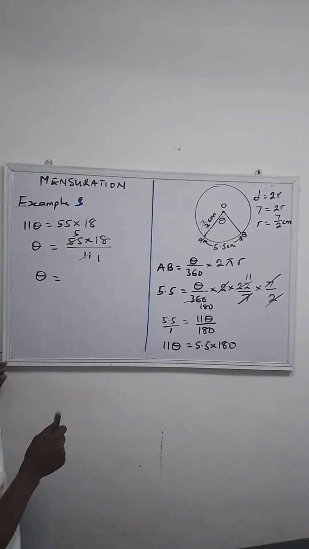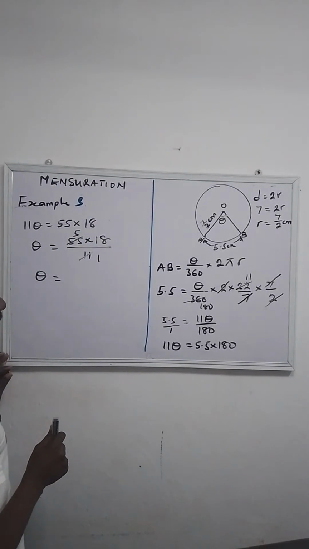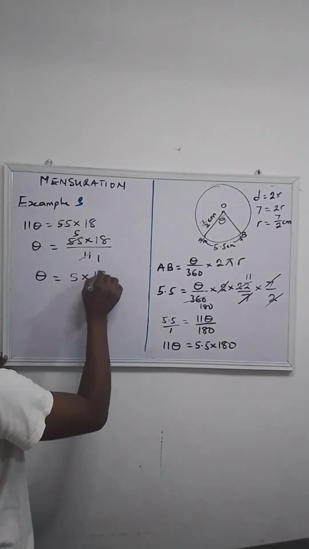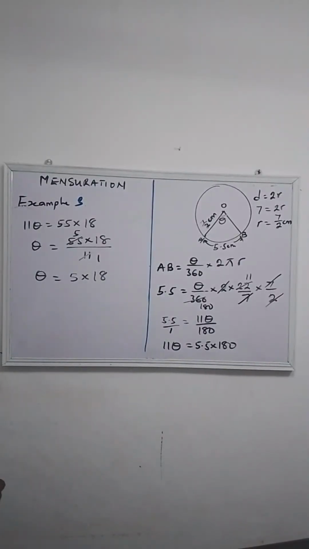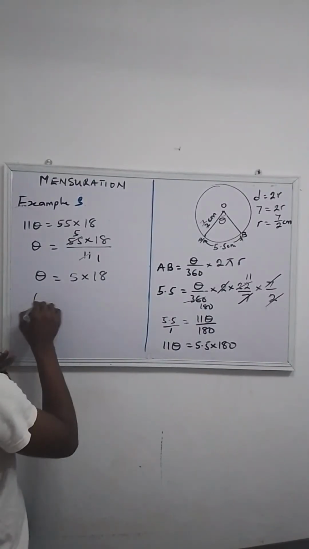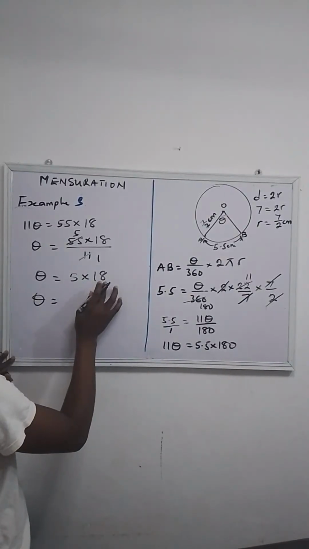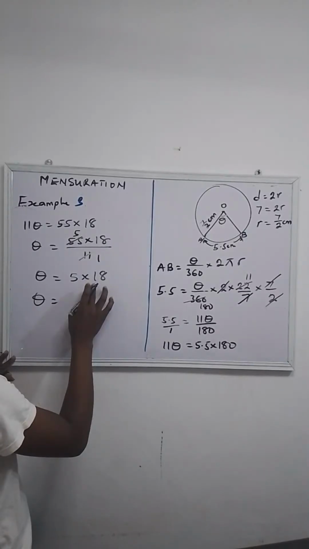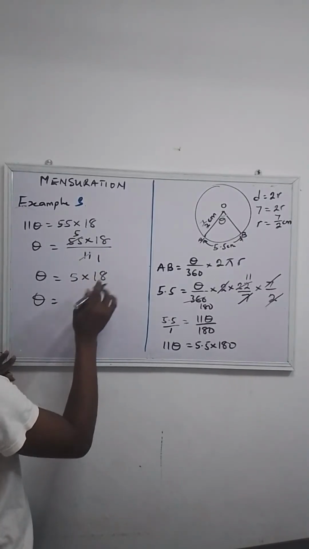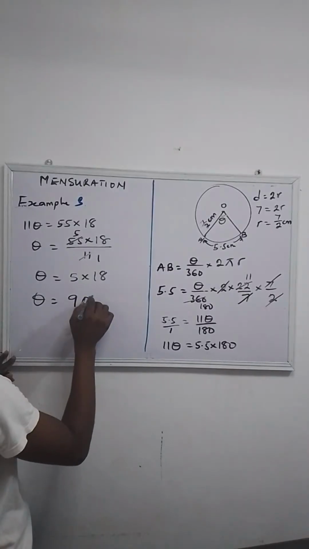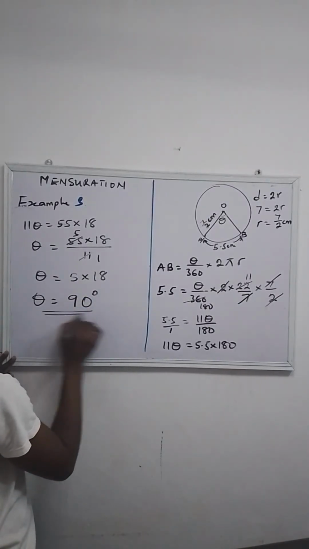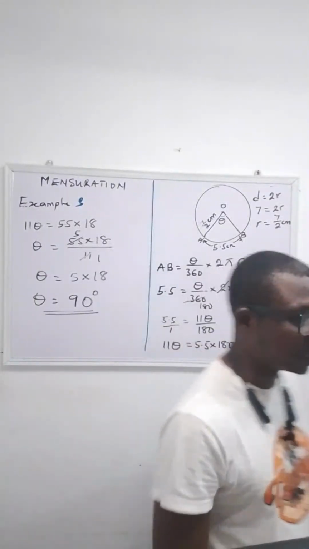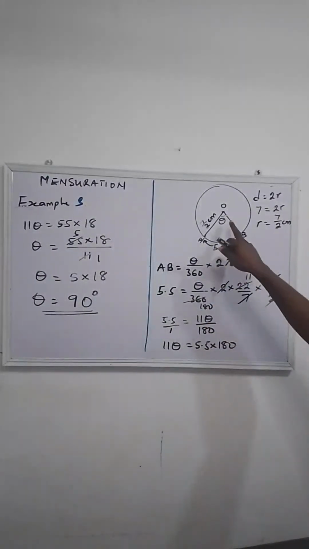Okay, I hope that is correct. So we now have 5 times 18. So now what would that give us? What is 5 times 8? That is 40. We write 0. 5 times 1, that is 5. 5 plus 4, that's 9. So we have 90 degrees. So that is the angle subtended at the center of the circle.